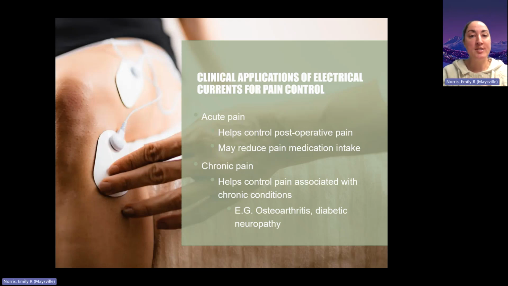So when we use it, why do we use it? With acute pain, TENS can help control postoperative pain. It can help reduce the amount of pain medication that someone takes. With chronic pain, it can help control the pain associated with certain conditions like osteoarthritis or diabetic neuropathy. Another one is migraines. If you place the electrodes over certain places in the neck and face, there have been studies that show benefits to people who have chronic migraines. So there's a lot of different applications for the use of e-stim for pain control.